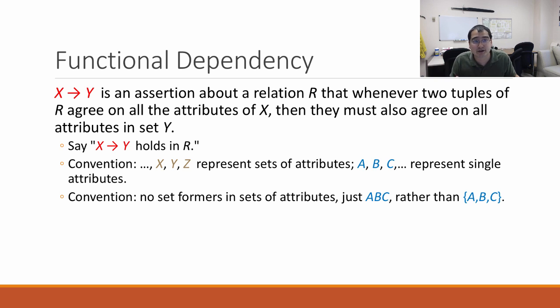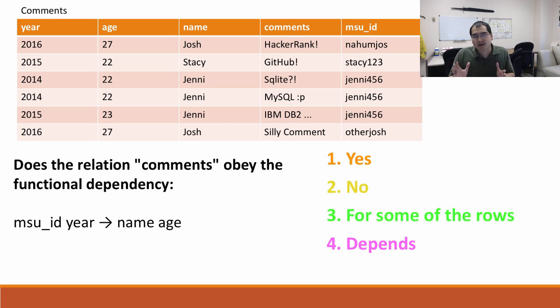Okay, so multiple choice question time. For this particular relation, comments, does it obey the functional dependency, MSU ID and year functionally determines name and age?